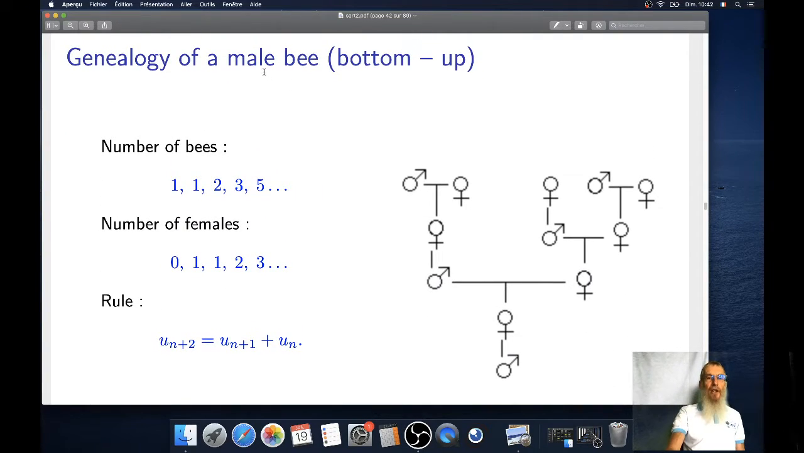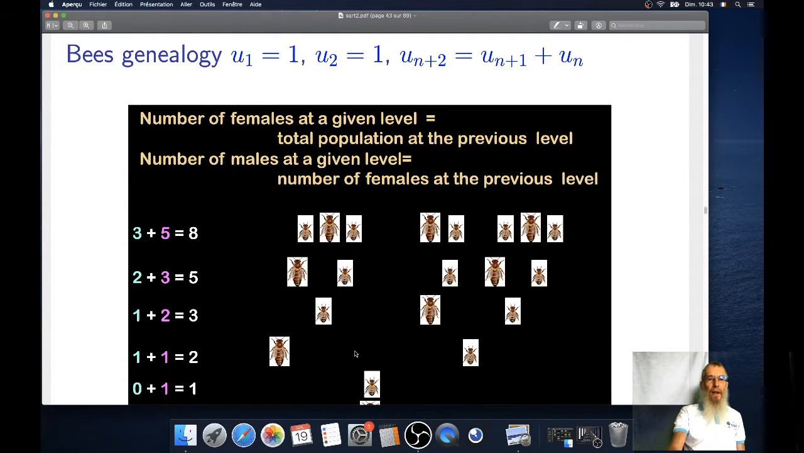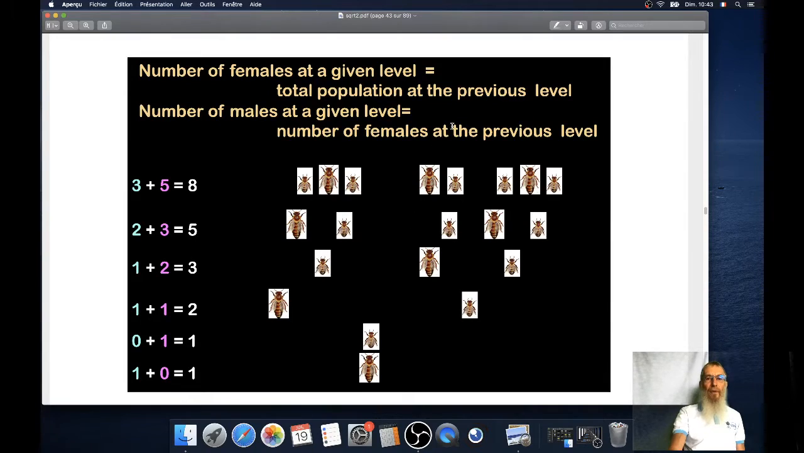So if you look at the genealogy of a male bee, starting from the bottom, the number of bees that you have is 1, 1, 2, 3, 5. The number of females is 0, 1, 1, 2, 3, and so on. And the rule is u_(n+2) equals u_(n+1) plus u_n. So it's a third example of a linear recurrent sequence. And you check it as follows. You start with u_1 equals 1, u_2 equals 1, and the rule will be u_(n+2) equals u_(n+1) plus u_n, and this will be the total population at a given level.